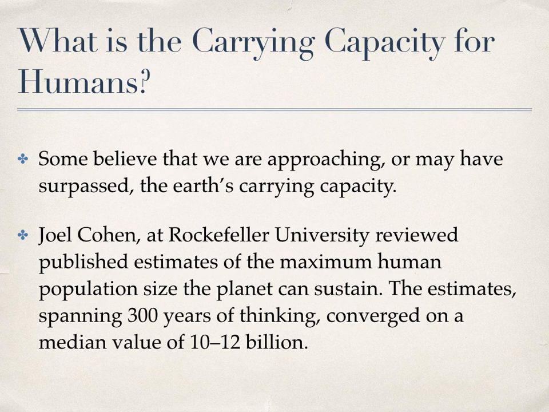Some believe that we are approaching, or may have surpassed, the Earth's carrying capacity. Joel Cohen of Rockefeller University reviewed published estimates of the maximum human population size the planet can sustain. The estimates, spanning 300 years of thinking, converged on a median value of 10 to 12 billion. But that's a great number of humans, all drawing resources from the planet, and this could be disastrous.